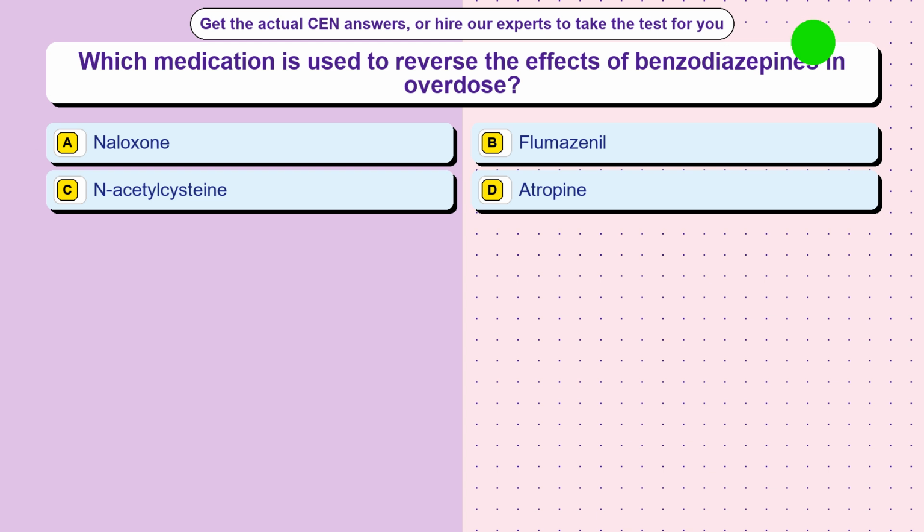Question 32. Which medication is used to reverse the effects of benzodiazepines in overdose? Option A, naloxone. Option B, flumazenil. Option C, N-acetylcysteine. Option D, atropine.